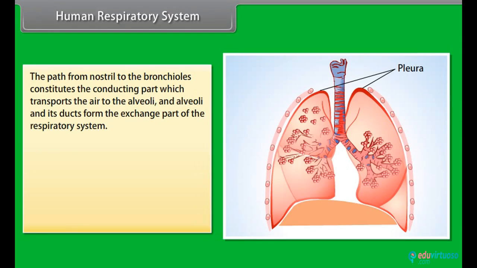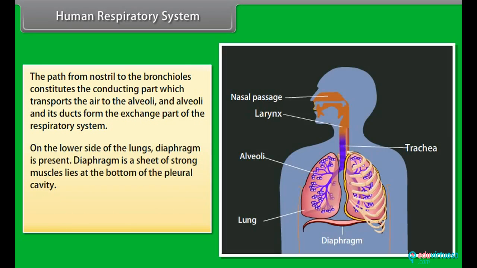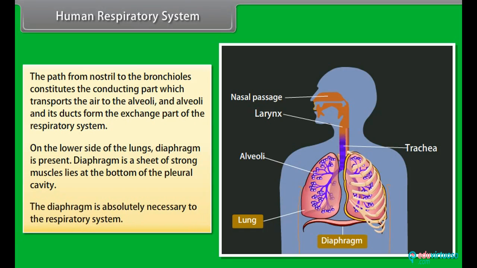The path from nostril to the bronchioles constitutes the conducting part which transports the air to the alveoli, and alveoli and its ducts form the exchange part of the respiratory system. On the lower side of the lungs, diaphragm is present. Diaphragm is a sheet of strong muscles that lies at the bottom of the pleural cavity. The diaphragm is absolutely necessary to the respiratory system.